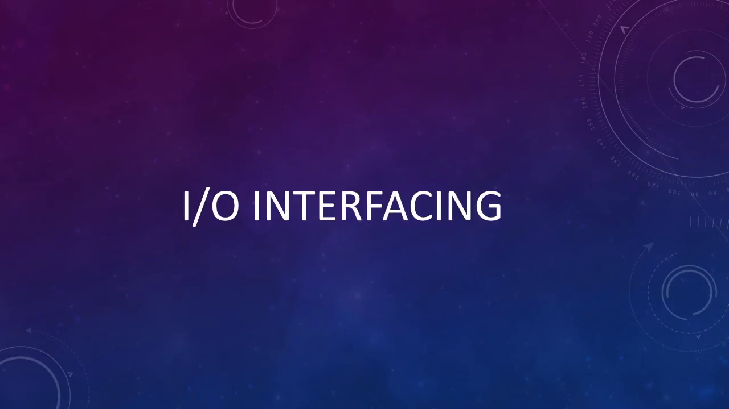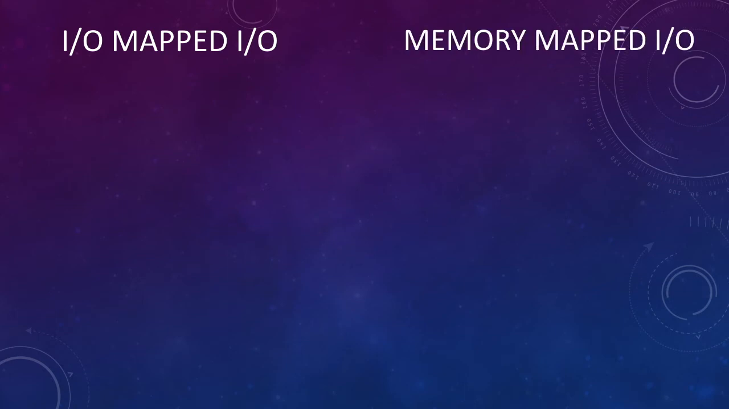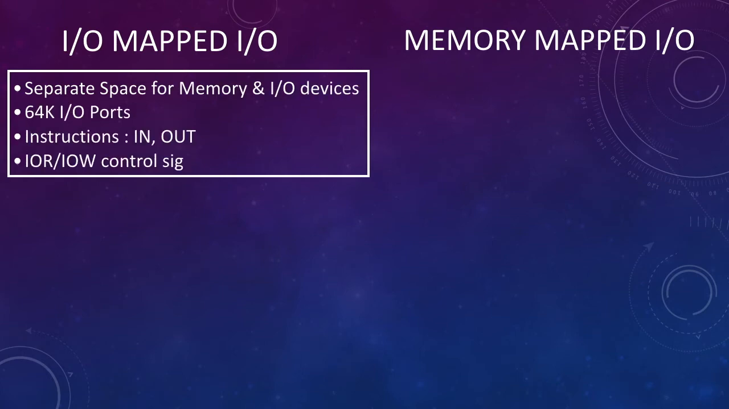Let's come to I/O interfacing. Here we'll discuss how I/O devices are connected to the processor. Basically, there are two methods of I/O addressing. One is I/O mapped I/O and second is memory mapped I/O. I/O mapped I/O is the most common technique which is used in processors.